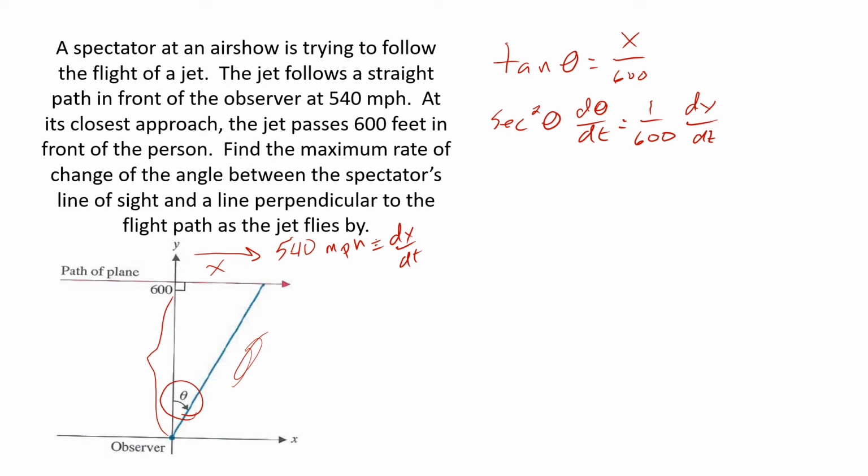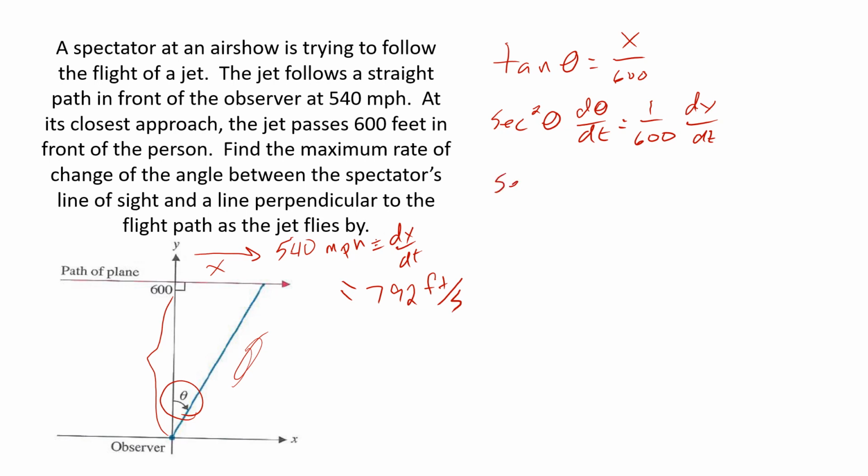The dx over dt, we want to plug it in, but 540 miles per hour doesn't really work because we're looking at 600 feet. So instead of miles per hour, or feet per hour, which is going to be a really, really big number, we can change it to feet per second. We're going to convert the miles to feet and the hours to seconds. When we do that, 540 miles per hour is equivalent to 792 feet per second. So let's plug that in because that'll match with the 600 feet. When we're looking at this jet flying by, we're not going to want to measure in minutes or hours. We're going to measure in seconds because they're fast.